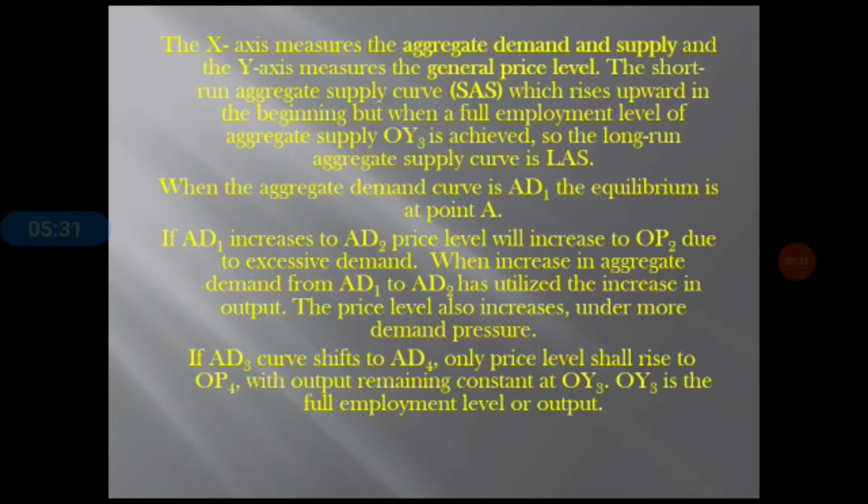So here this is the explanation. We have already discussed all things, but again we will explain this thing. The x-axis measures aggregate demand and aggregate supply, and the y-axis measures the general price level. Obviously, the short-run aggregate supply curve is upward sloping.